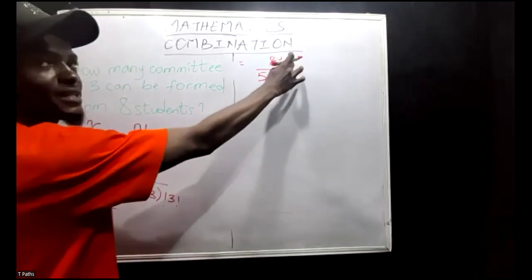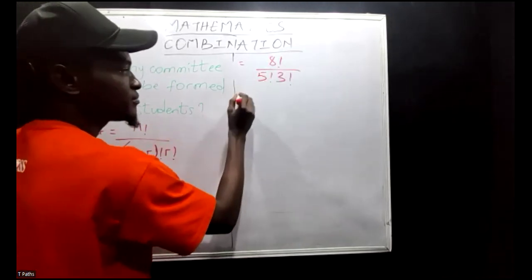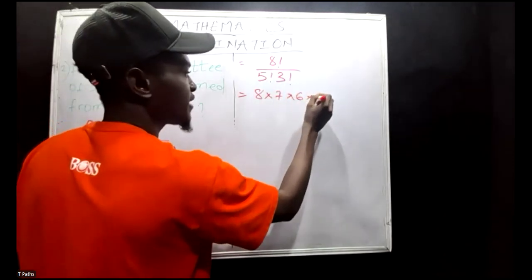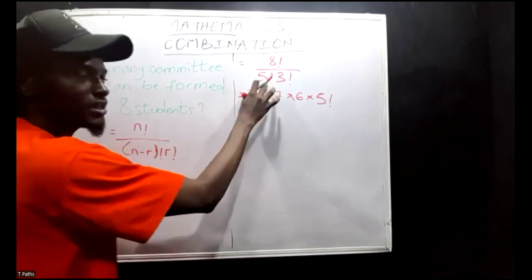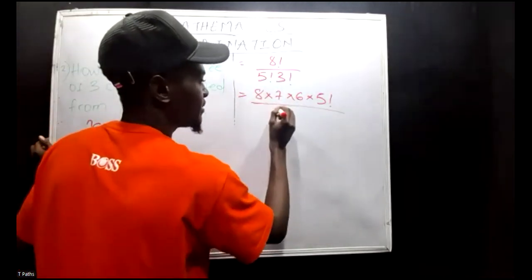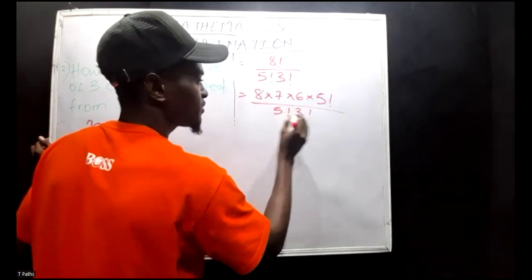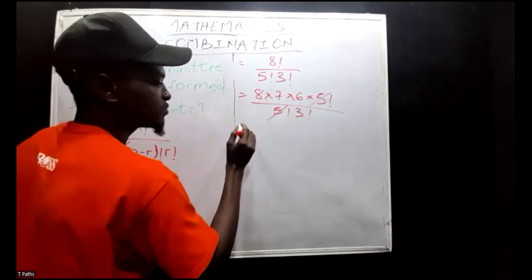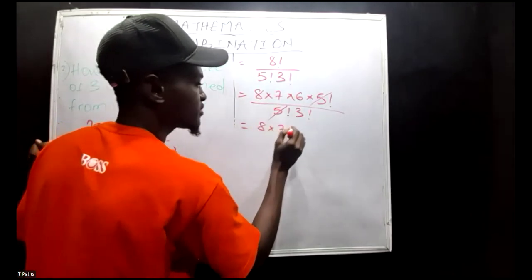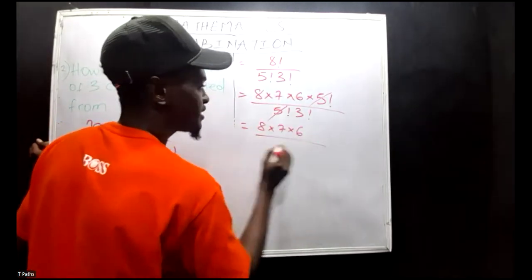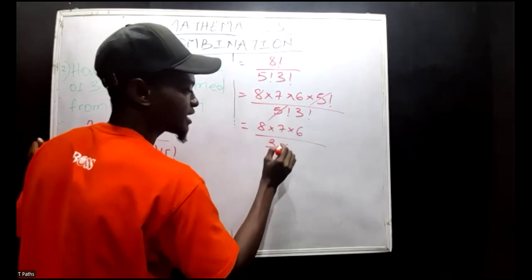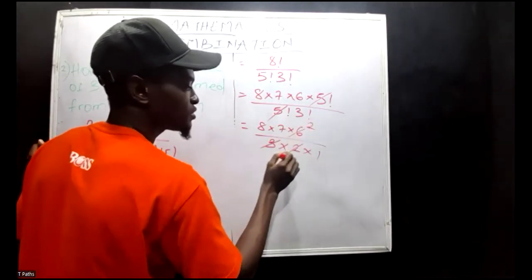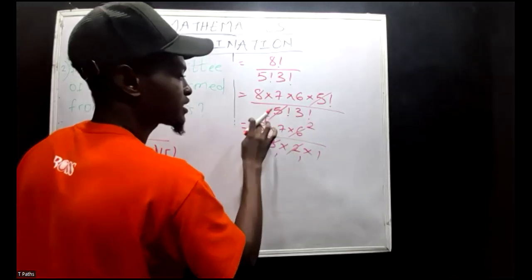So we can break this down in order to cancel it out. Breaking it down, we have 8 times 7 times 6 times 5 factorial, all divided by 5 factorial, 3 factorial. 5 factorial cancels out 5 factorial. I still have 3 factorial here, which is 3 times 2 times 1. So 8 times 7 times 6 over 3 times 2 times 1. 3 here is 1, 3 here is 2, 2 here is 1, 2 here is 4. So 4 times 7 times 2.